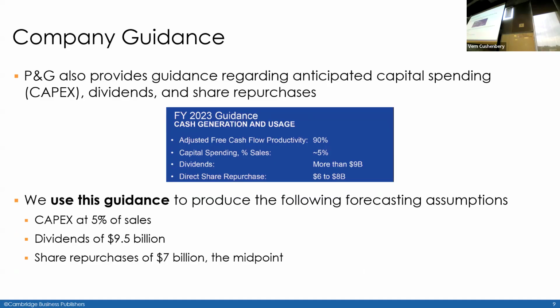Management further forecasts an adjusted free cash flow productivity of 90%. I don't know what adjusted free cash flow productivity means. That's not a GAAP measure, and anytime it's not a GAAP measure, you're going to have to look to the management team to define it. I can take a guess. It's something that looks a lot like EBITDA with adjustments for depreciation. Maybe you're swapping in CapEx, but that would be defined. Capital spending is quoted here as a percentage of sales. It's approximately 5%. That's a very common way to forecast capital expenditures as a percentage of sales.